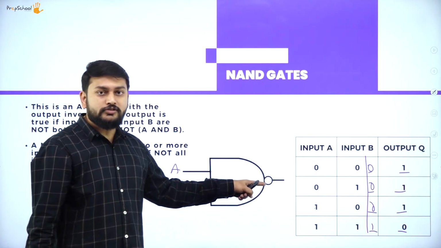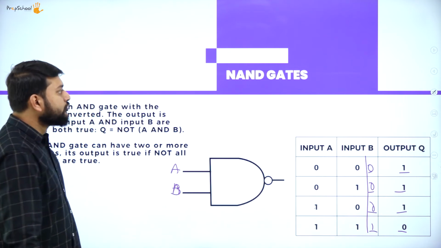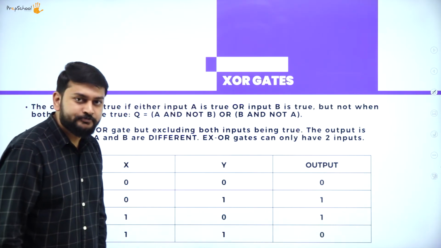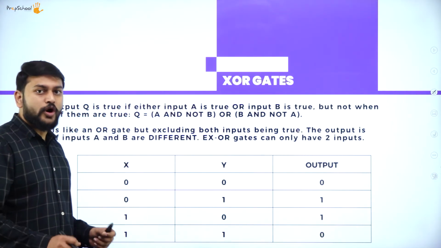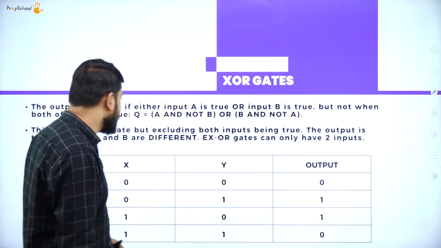So again, I have NOT, to convert the AND into NAND. That's what you need to remember. So moving on to the XOR. Please understand this. This is what we call an exclusive OR.